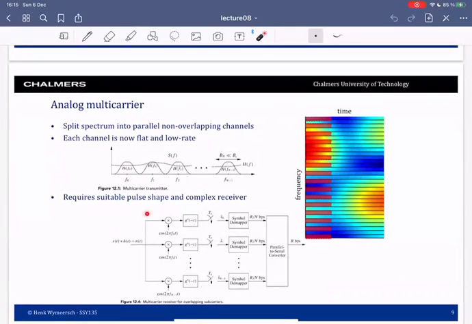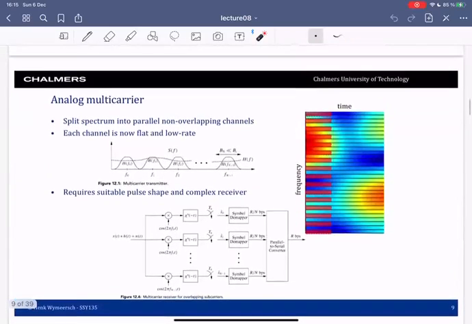Now to do that, you need suitable hardware at the transmitter and the receiver. So this could be one architecture where you have your received signal here, then you down convert based on the carrier frequencies of each of these channels. You have an analog filter, you sample at the symbol rate, you have a demapper, and then you combine the low rate streams into a high rate stream.